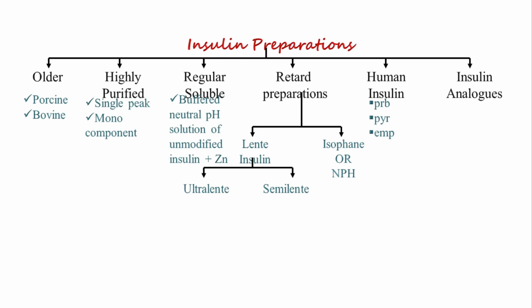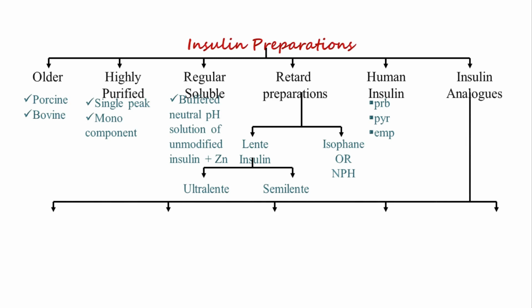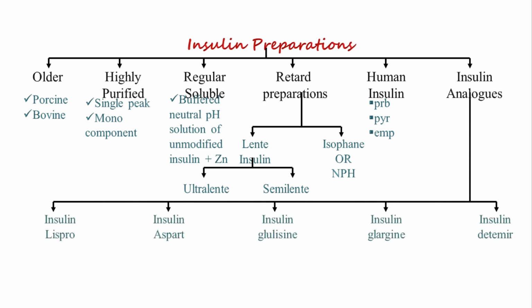So scientists came up with a better idea. Why not retard the action of human insulin? And that is what they did. They created insulin analogues. These included my favorite 5. There are many more. Insulin lispro, insulin aspart, insulin glulisine, insulin glargine, and insulin detemir.